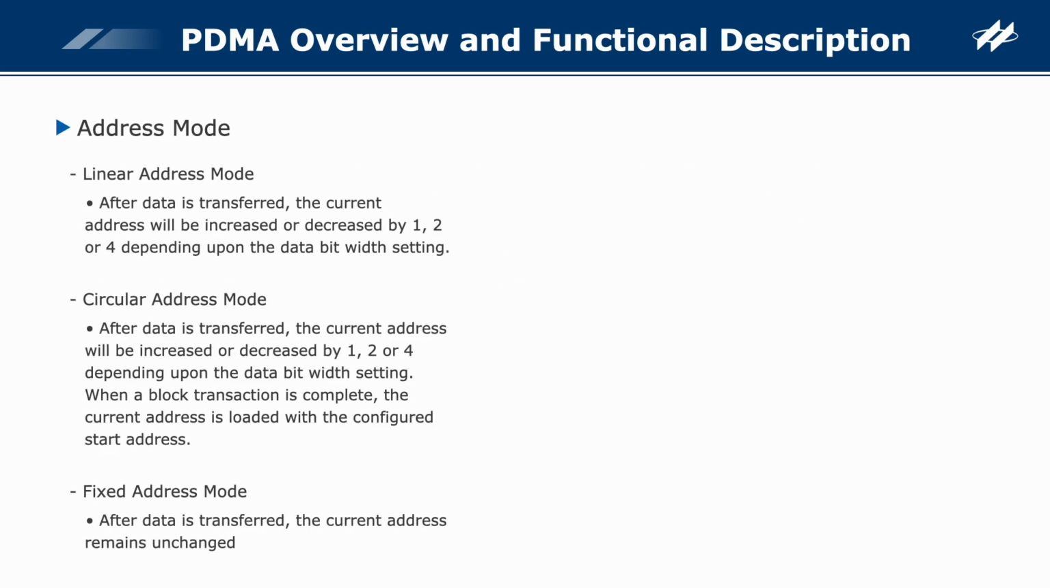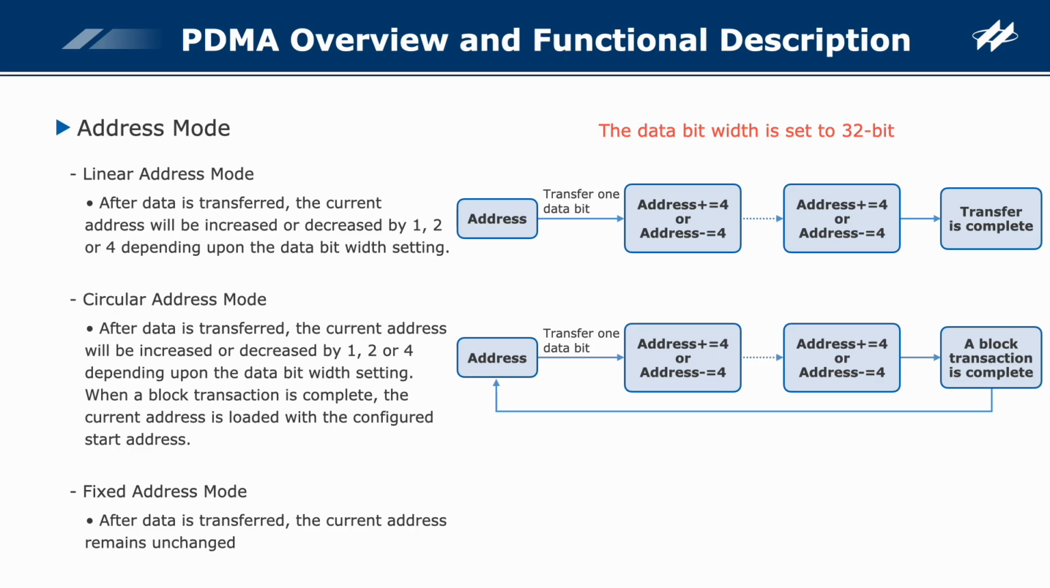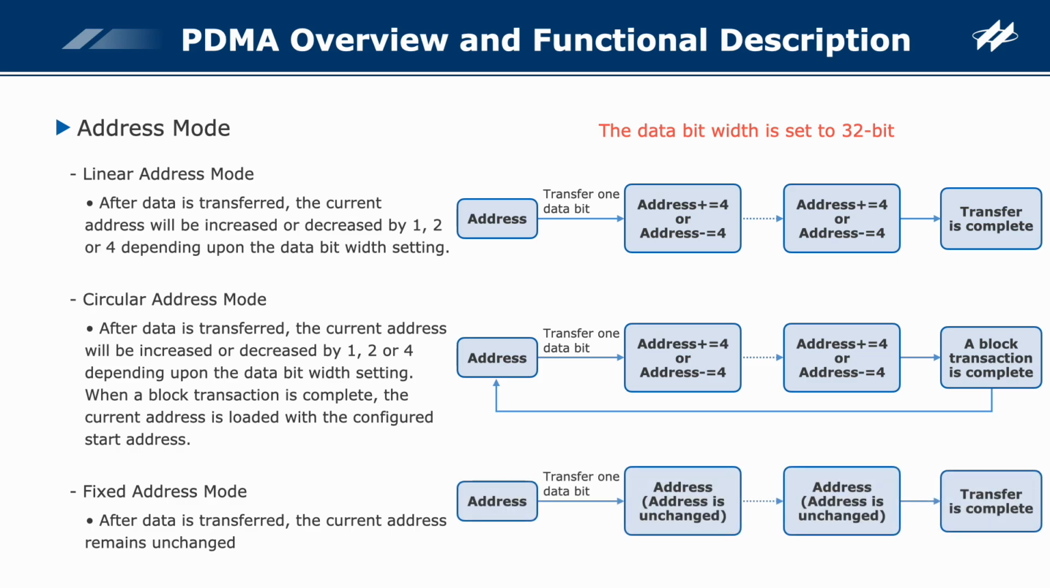The PDMA provides 3 kinds of address modes, which are the linear address, circular address, and fixed address modes. In the linear address mode, after the data has been transferred, the current address will be increased or decreased by 1, 2, or 4 depending upon the data bit width setting. In the circular address mode, when a block transaction is complete, the current address is loaded with the configured start address. In the fixed address mode, after the data has been transferred, the current address remains unchanged.